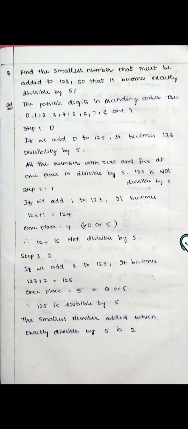Since they asked for the smallest possible number, what is that smallest number? If we add 2 to 123, it becomes 123 plus 2, which is 125. The ones place digit should be either 0 or 5, so it is satisfying the condition. So we can say that the smallest number which can be added, to be exactly divisible by 5, is 2.